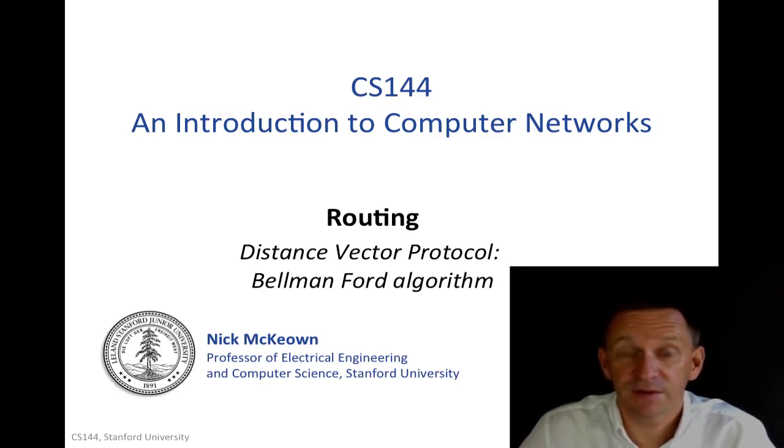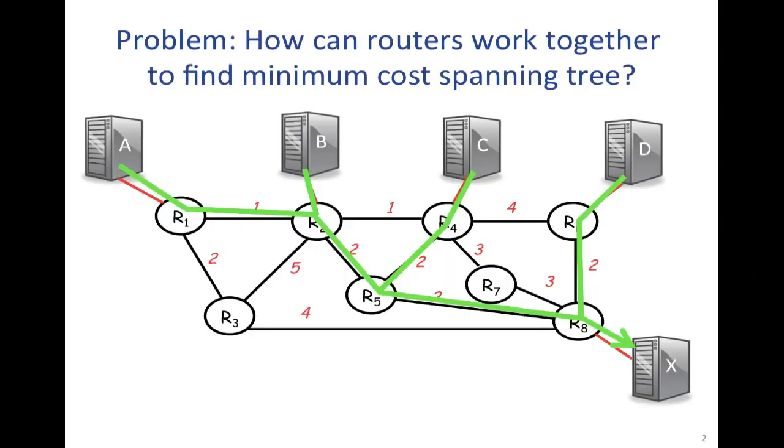And we're going to see a specific example of this, what's known as the Bellman Ford algorithm, which is the most commonly used algorithm in these distance vector protocols. So the particular problem we're going to address is how can routers work together to find the minimum cost spanning tree. Here's an example that I've shown in green as the minimum cost spanning tree for this particular graph.